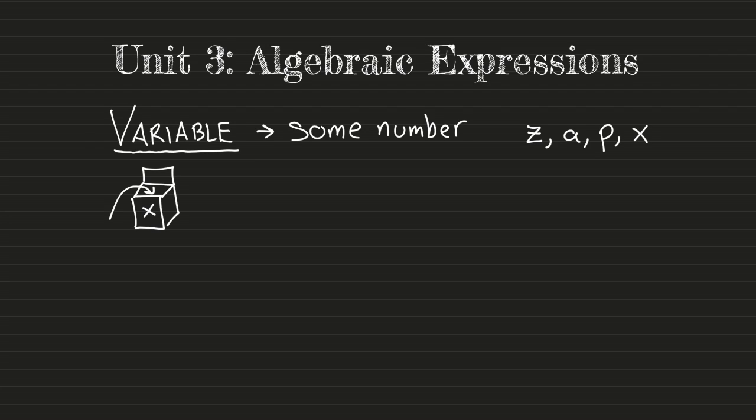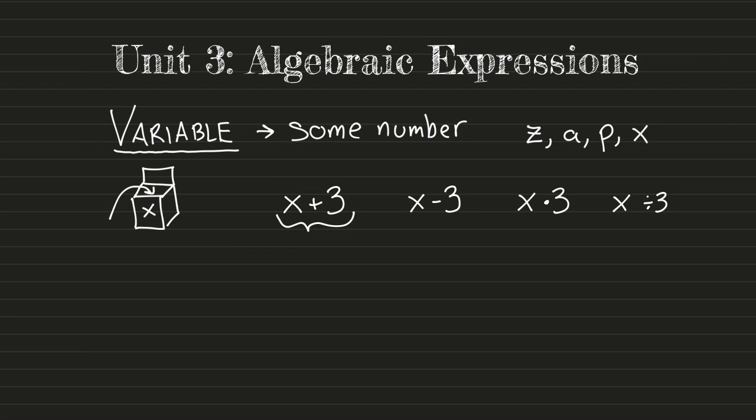So what can we do with these variables? Well, we can do pretty much anything we can do with our numbers. We can add things to them. So we can say some number X plus 3. We can subtract. We can say some number X minus 3, some number X times 3, or some number X divided by 3. Now, there are certain ways that we like to write these that mathematicians have agreed upon.